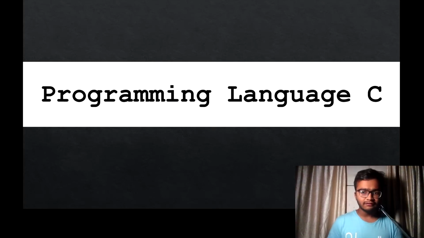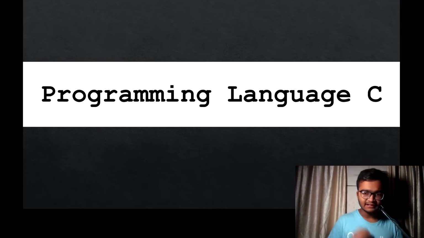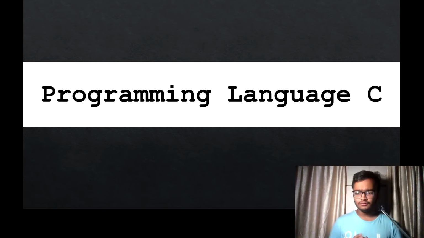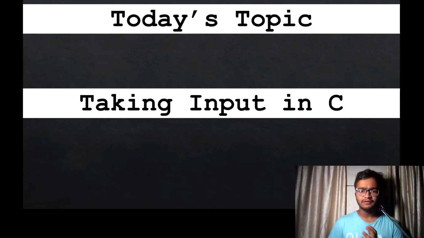In the previous video we learned how to print output in C, where we discussed printing text as output and also printing the value of a variable as output. At the end we discussed escape sequences, where we print output in a given pattern or format. In this video we are going to learn how to take input from the user in C.